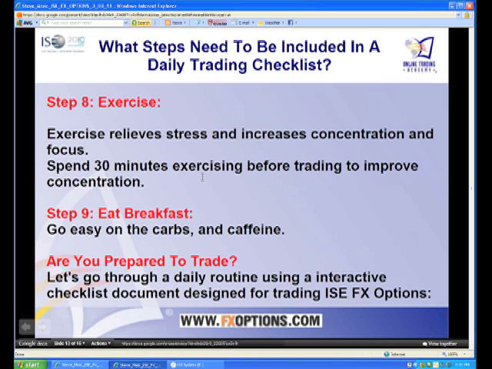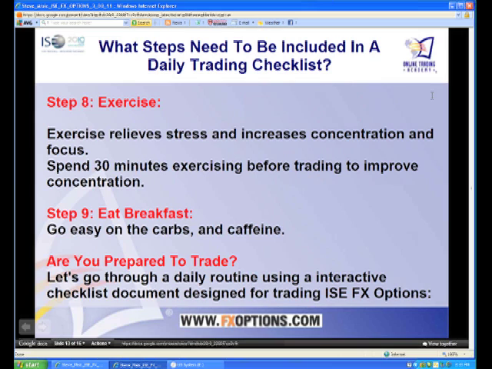So are you prepared to trade? Well, let's do this. Let's go out to the ISE FX Options website and go through my daily checklist, which I prepared. And as we go through the daily checklist, we will look for our opportunities.